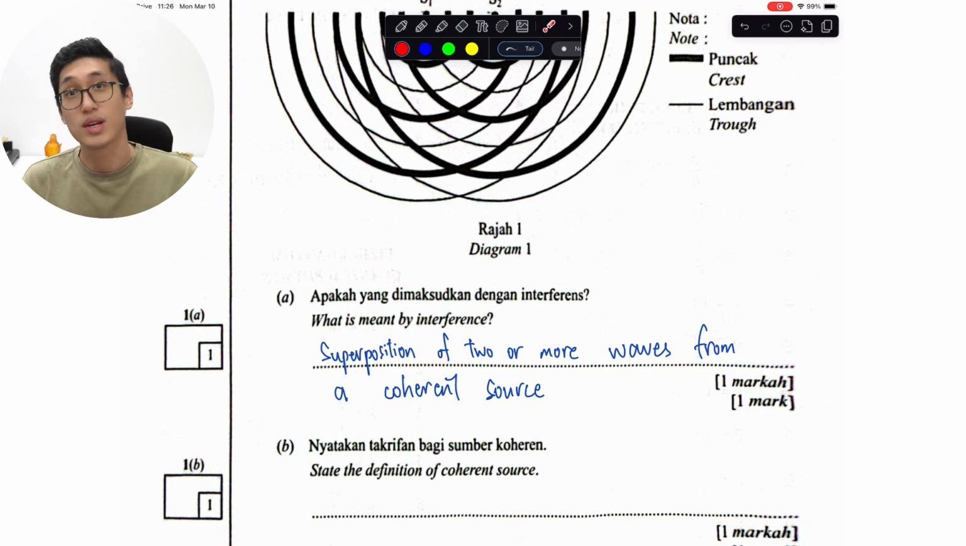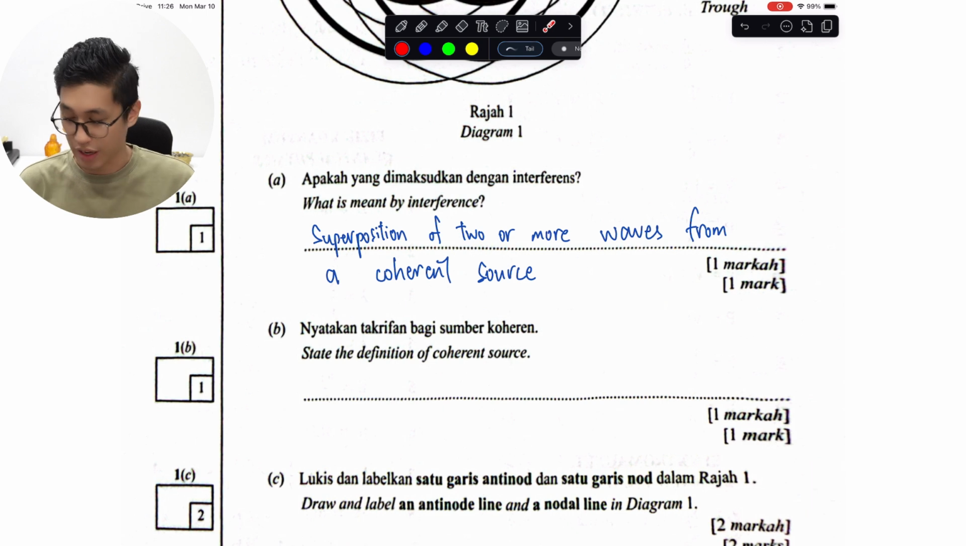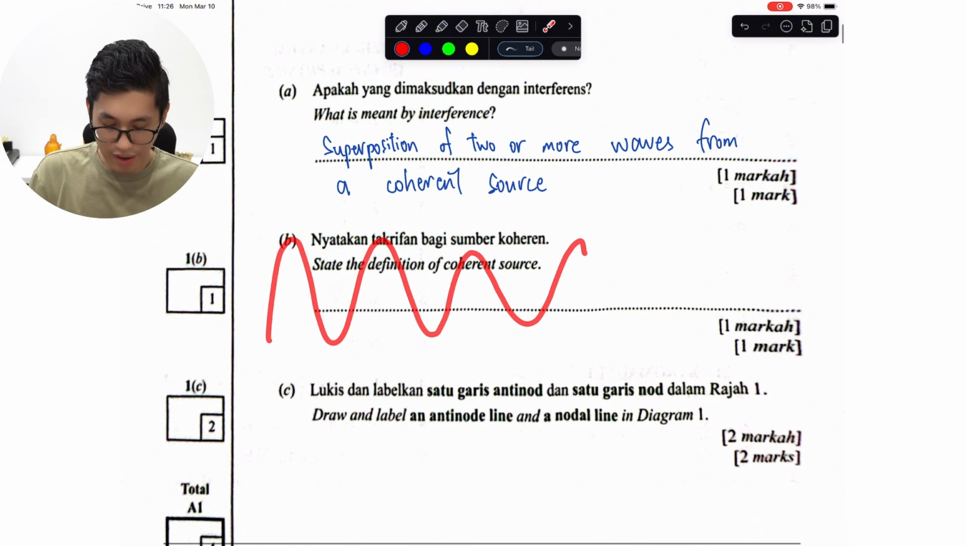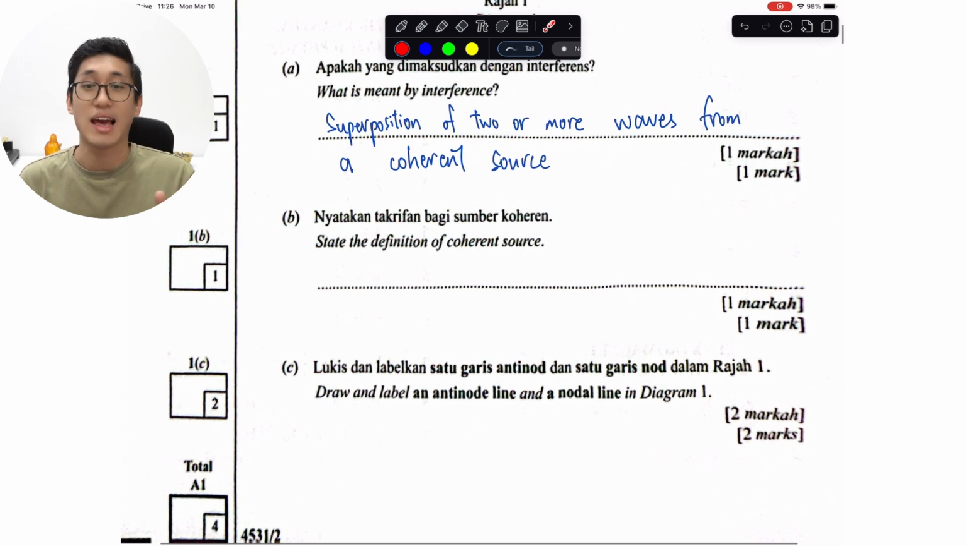Which brings us to the next question. It asks us, what is the definition of a coherent source? Coherent source basically means that these two sources must be exactly the same. Exactly the same can mean a lot of things, but in terms of waves, when you have two waves that are exactly the same, they have the same frequency, or the same wavelength. So you can see, let's say this wave and this wave look different, because their frequency or their wavelength is different.